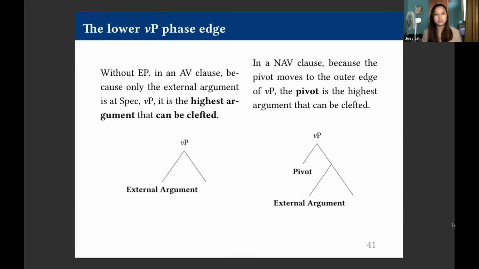Here's what a typical spec vP might look like without external possession. In the AV clause, because only the external argument is in spec vP, the external argument is the highest argument that can be extracted and clefted. In non-AV clauses, however, because the pivot moves to the outer edge of vP, the pivot becomes the highest argument that can be clefted.